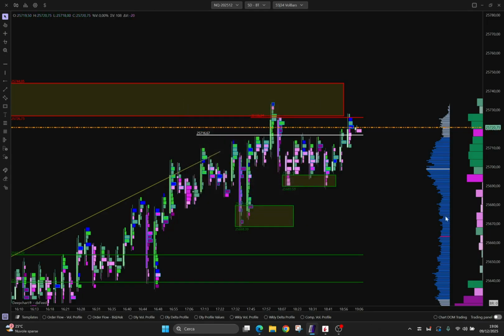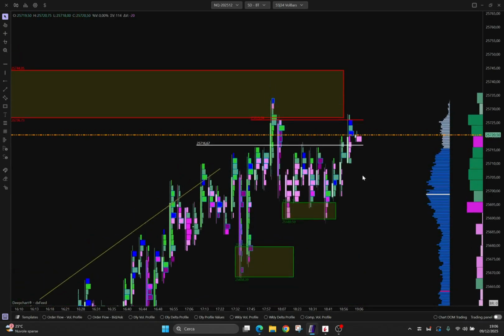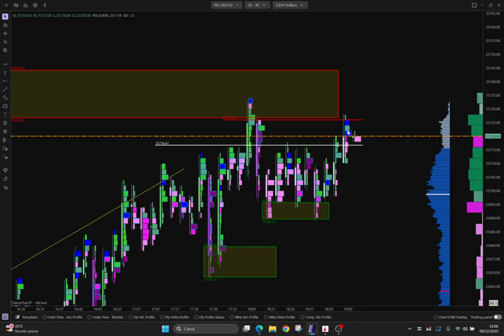Okay. Now, what we can interpret, can you see it? Can you see the work of the sellers? All these aggressive orders didn't have a follow-through. And now sellers are stepping in again. What does it mean? That they are protecting this level actively.